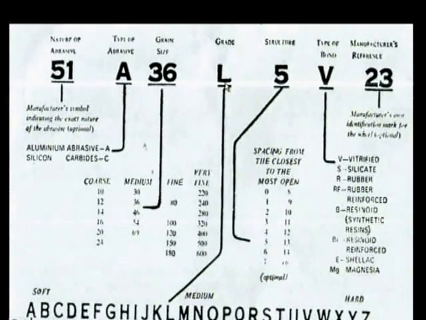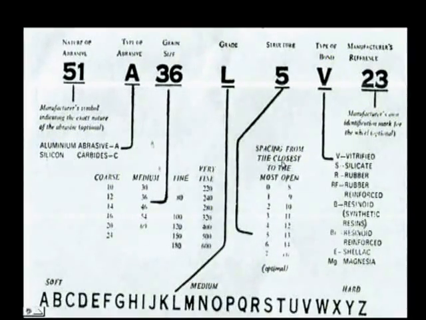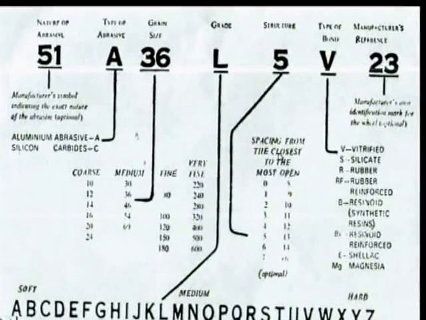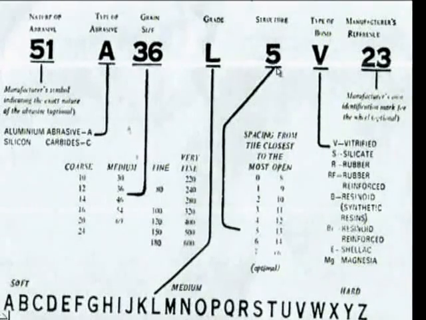Next is the grade. Here there is soft, medium and hard, and L comes under medium. Medium means what type of bond strength we are going to keep for that particular grinding wheel, that means how much force it takes. Then comes the structure, 5. Here there is a spacing from the closest to the most open, so how much width is in between the grains, that is given as 5.